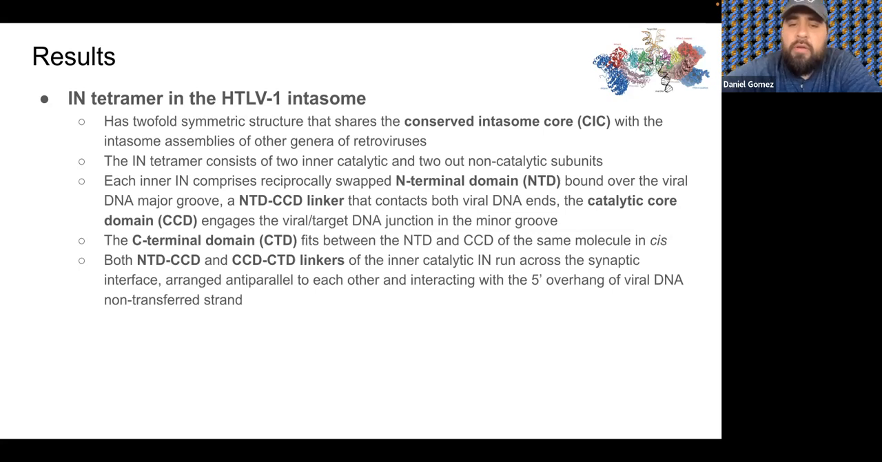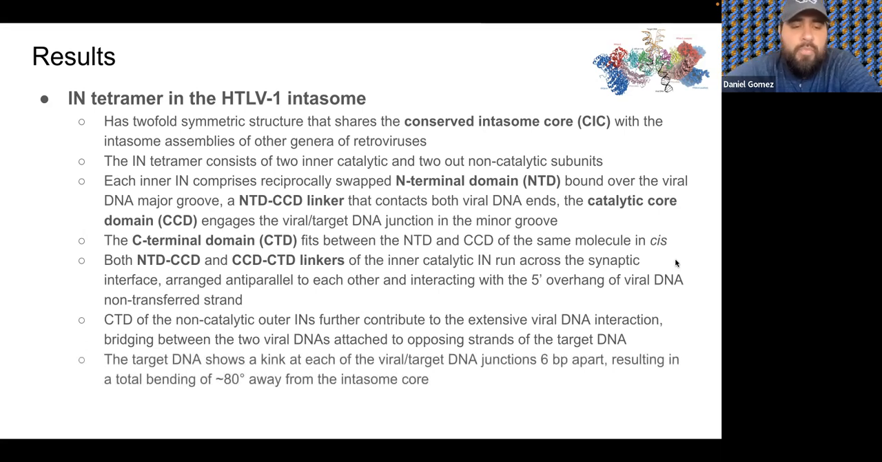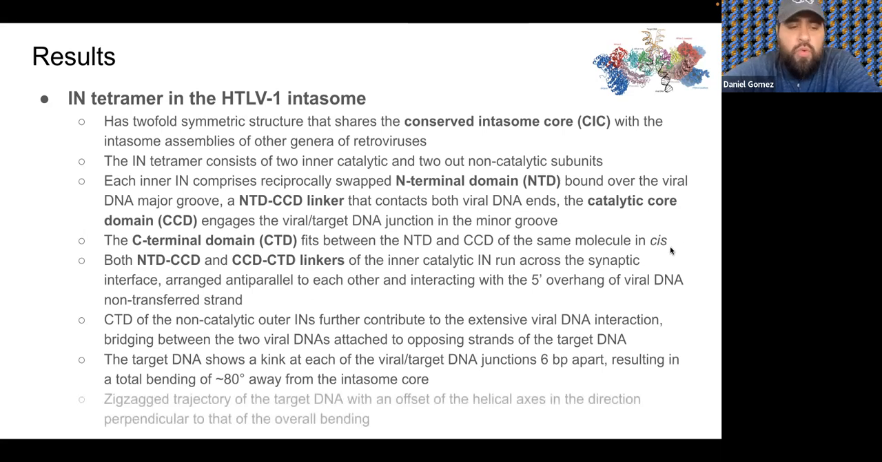and they're arranged anti-parallel to each other, interacting with both 5' overhangs of the viral DNA non-transferred strand. So the CTD of the non-catalytic outer INs further contributes to the extensive viral DNA interaction. This actually bridges between 2 viral DNAs attached to opposite strands of the target DNA. So the target DNA shows a kink at each of the viral target DNA junctions about 6 base pairs apart. And this results in a total bending of about 80 degrees away from the intasome core.